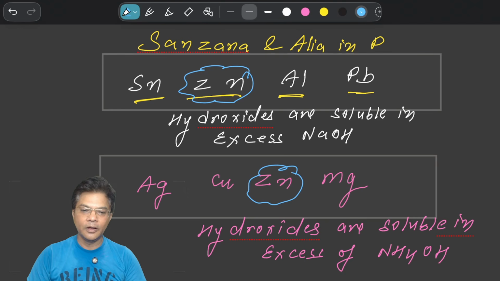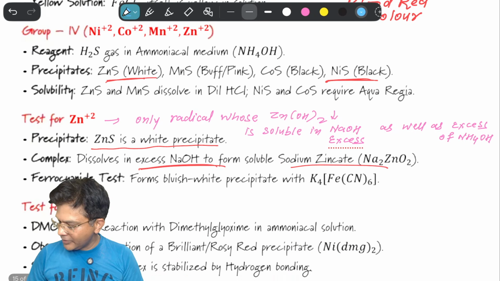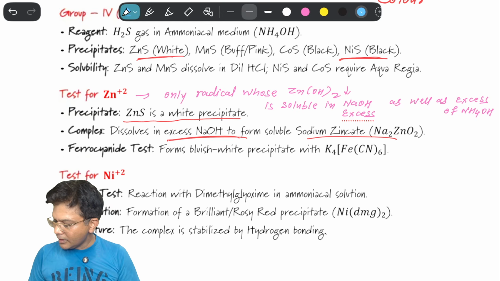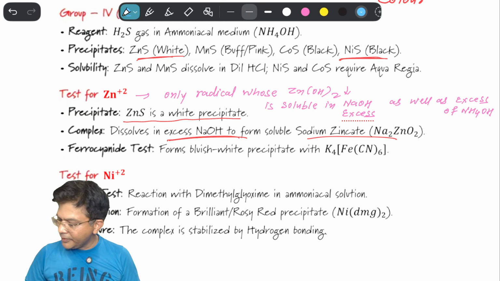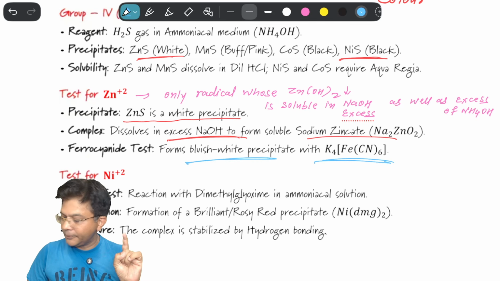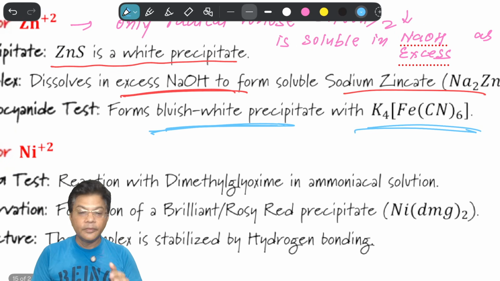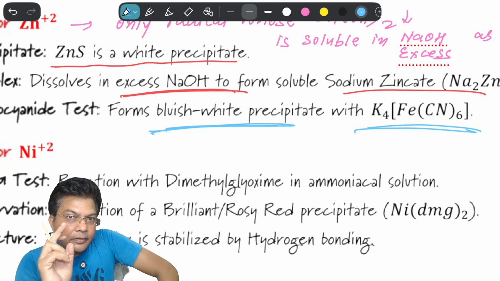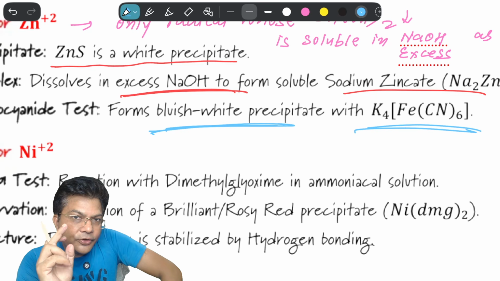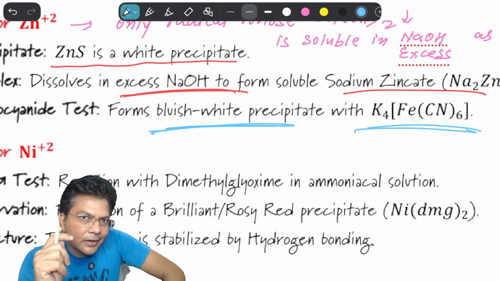Okay, now, what I was telling you kids, zinc we have done. Now, zinc with K4Fe(CN)6 will give bluish white PPT. Remember that. That copper, Cu(NH3)4 2+ complex, that was blue color complex.